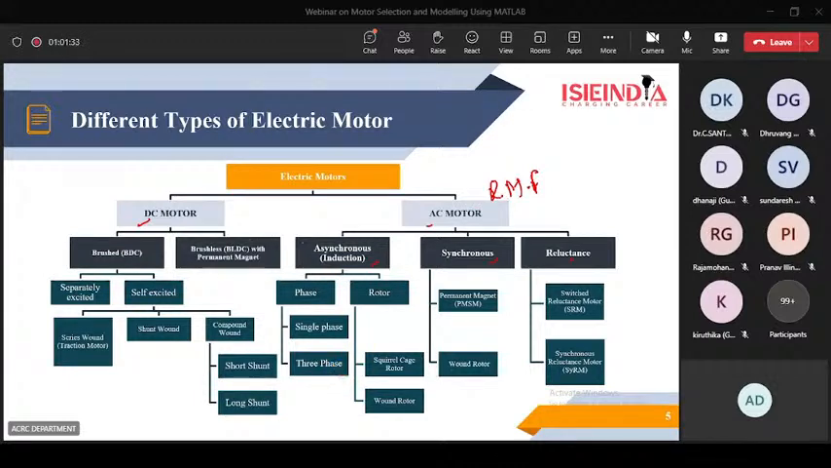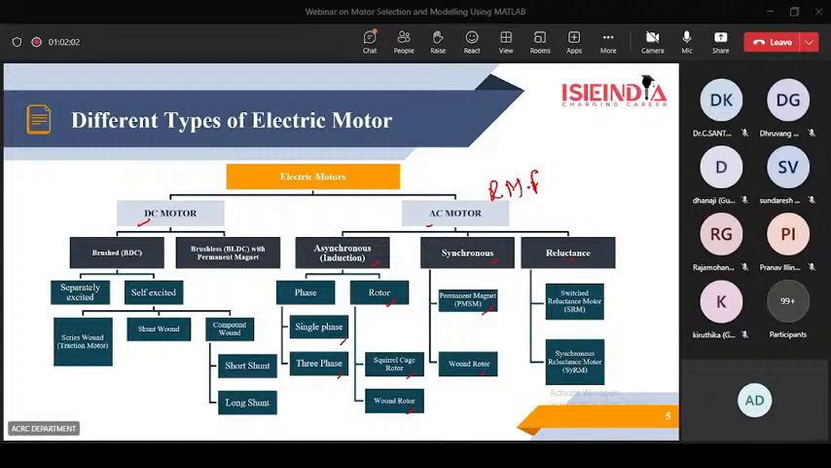So because of this rotating magnetic field, there is the rotation of the rotor. Asynchronous, so we can see the phases according to the induction motor. We have single phase and three phase, and according to the rotor construction we have squirrel cage and the wound rotor. And talking about the synchronous motor, the first one is the permanent magnet and the second one is the wound rotor.